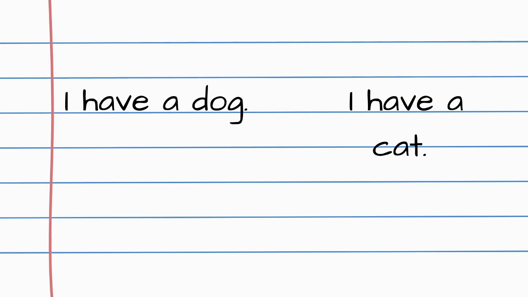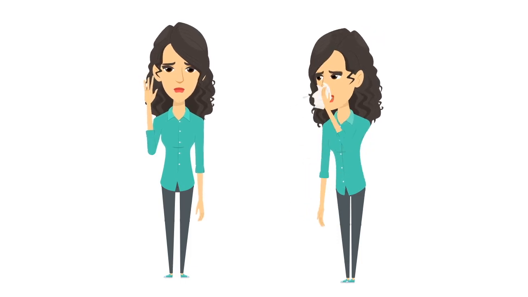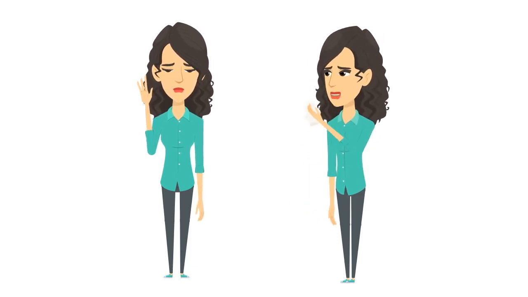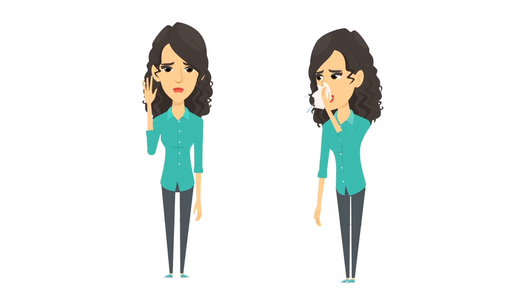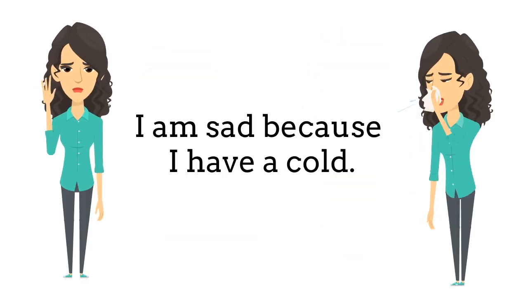What about these two? I have a dog, I have a cat. Wouldn't it be easier to say I have a dog and a cat? Let's use the conjunction because. I am sad. I am sick. Let's put those together and explain that I am sad because I have a cold.